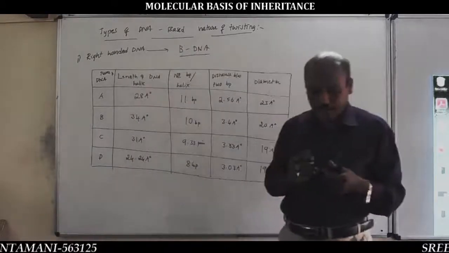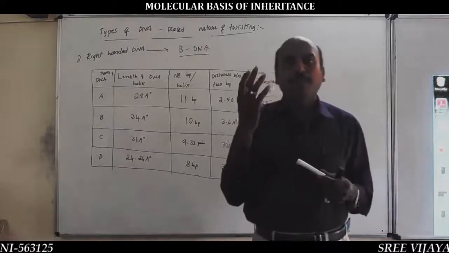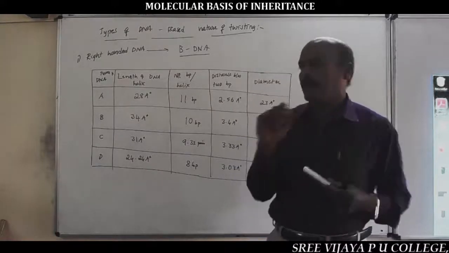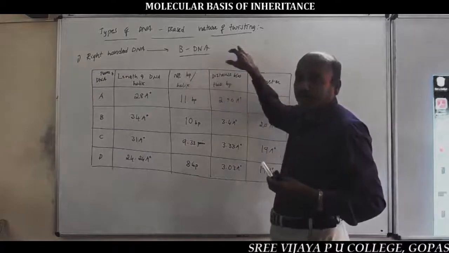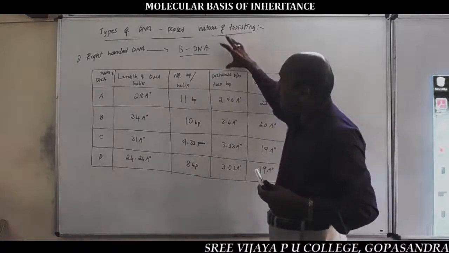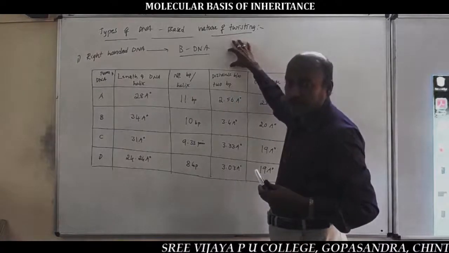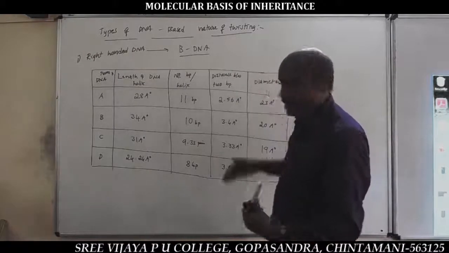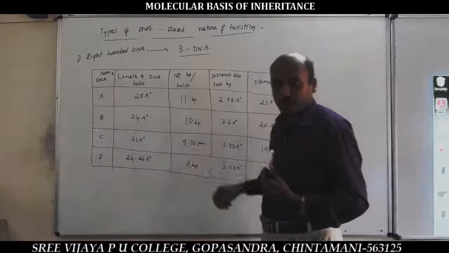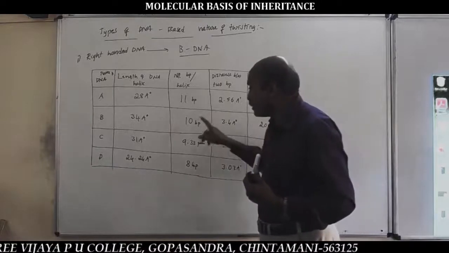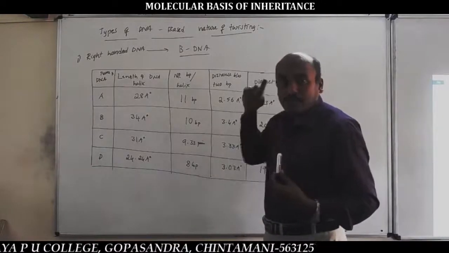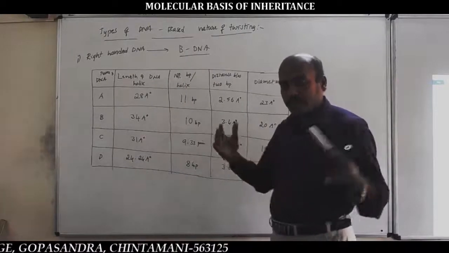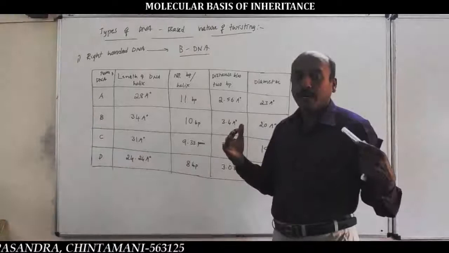Very important. Out of 4 different types of DNAs, B DNA is the Watson and Crick model of DNA, because according to Watson and Crick model of DNA, each helix length is 34 angstroms and it is made up of 10 base pairs. Distance between adjacent base pairs 3.4 angstroms and diameter is 20 angstroms.